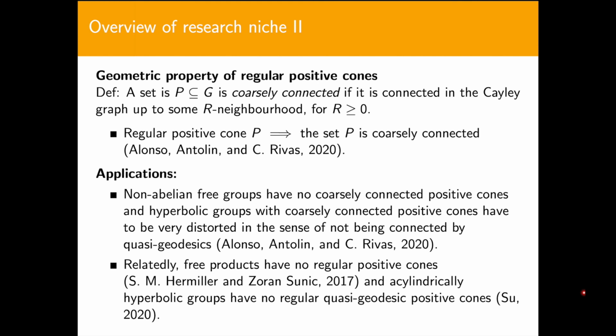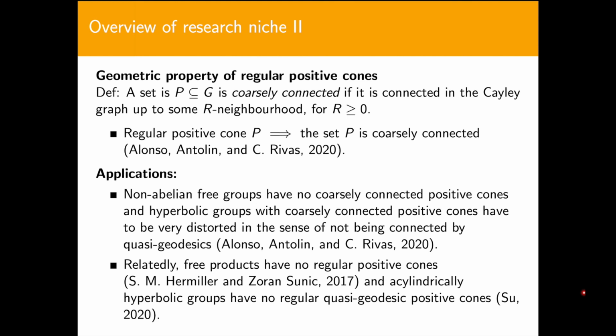Here's an application of this. So first, non-abelian free groups have no coarsely connected positive cones, and hyperbolic groups do have coarsely connected positive cones. So maybe think of hyperbolic groups in this case as thickened non-abelian free groups. So okay, if you thicken your free groups, then you can get some coarsely connected positive cones, but these positive cones would have to be very distorted in the sense of not being connected by quasi-geodesics. This is again a result of Alonso, Antolín, and Rivas.